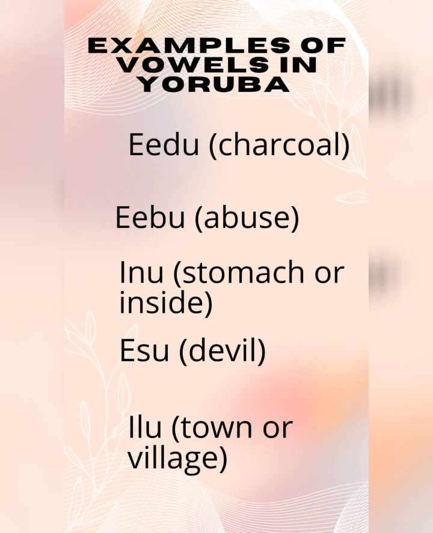Then we have Esu, that's the devil. Esu, Satan, devil. The sound is not in A, it's not in Sh, it is in U, Esu. So the last but not the least example here is Ilu. I think I've mentioned it earlier on. That's for the village or town. Village or town. Ilu. It's not in E, it's not in L, it is in U, Ilu.